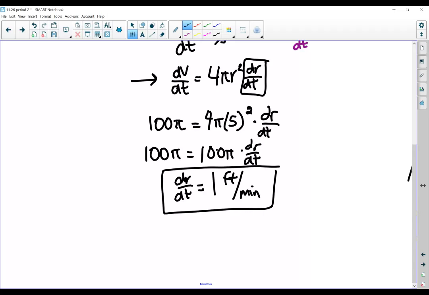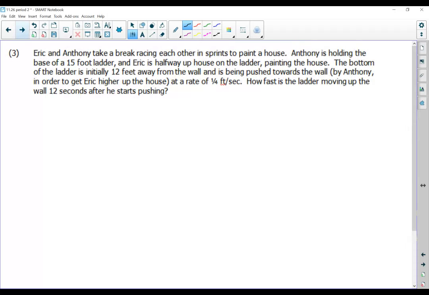So what does this mean? It means the radius is increasing at a rate of 1 foot per minute when the radius is 5 feet. So when the radius is 5 feet, we know it's increasing at a rate of 1 foot per minute. And that is related rates. So what we're going to do now is just practice 4 more related rates questions together.